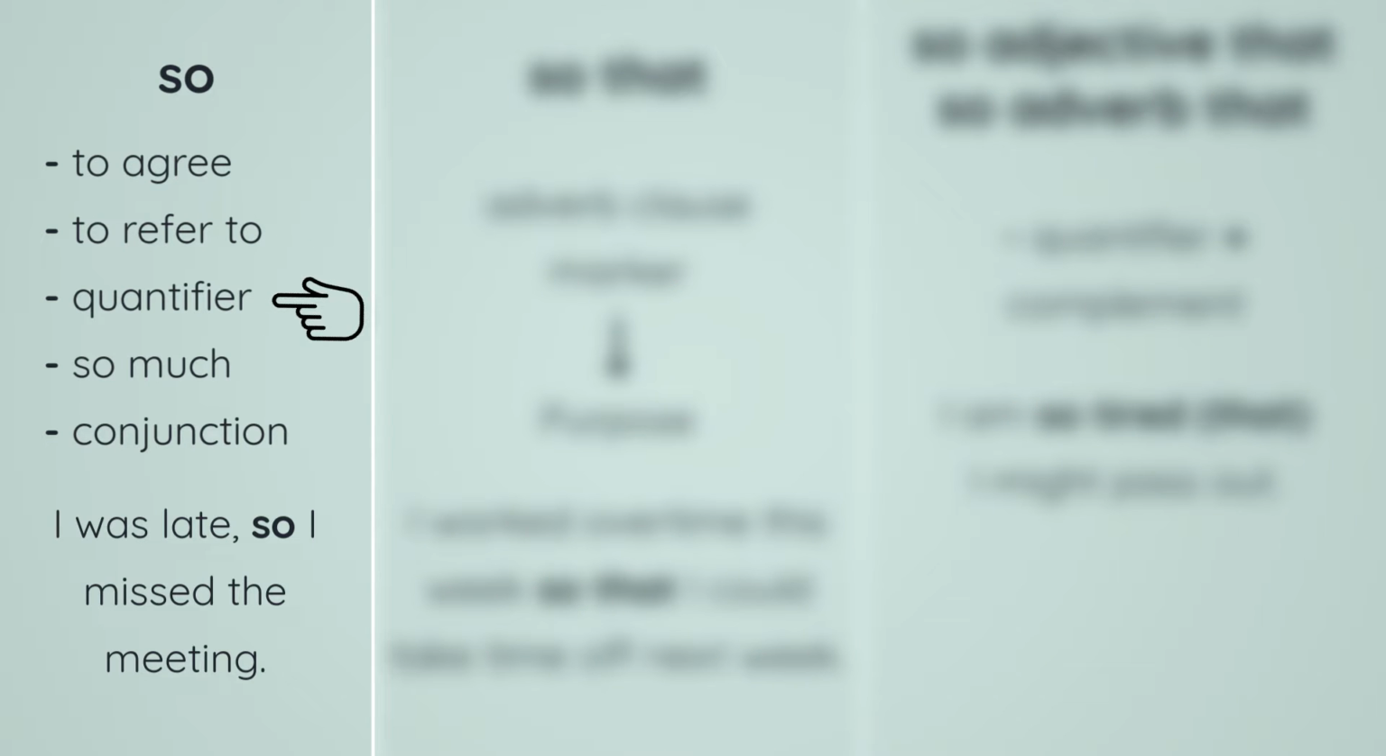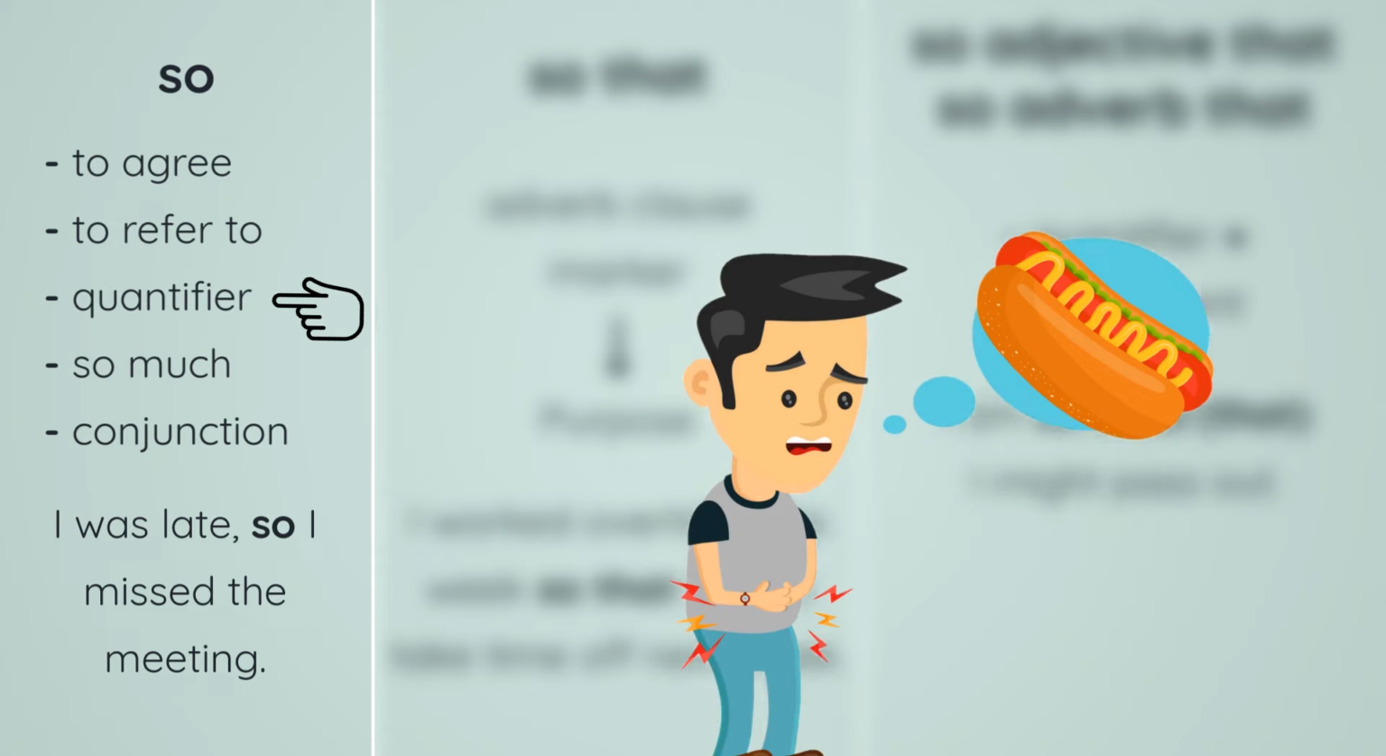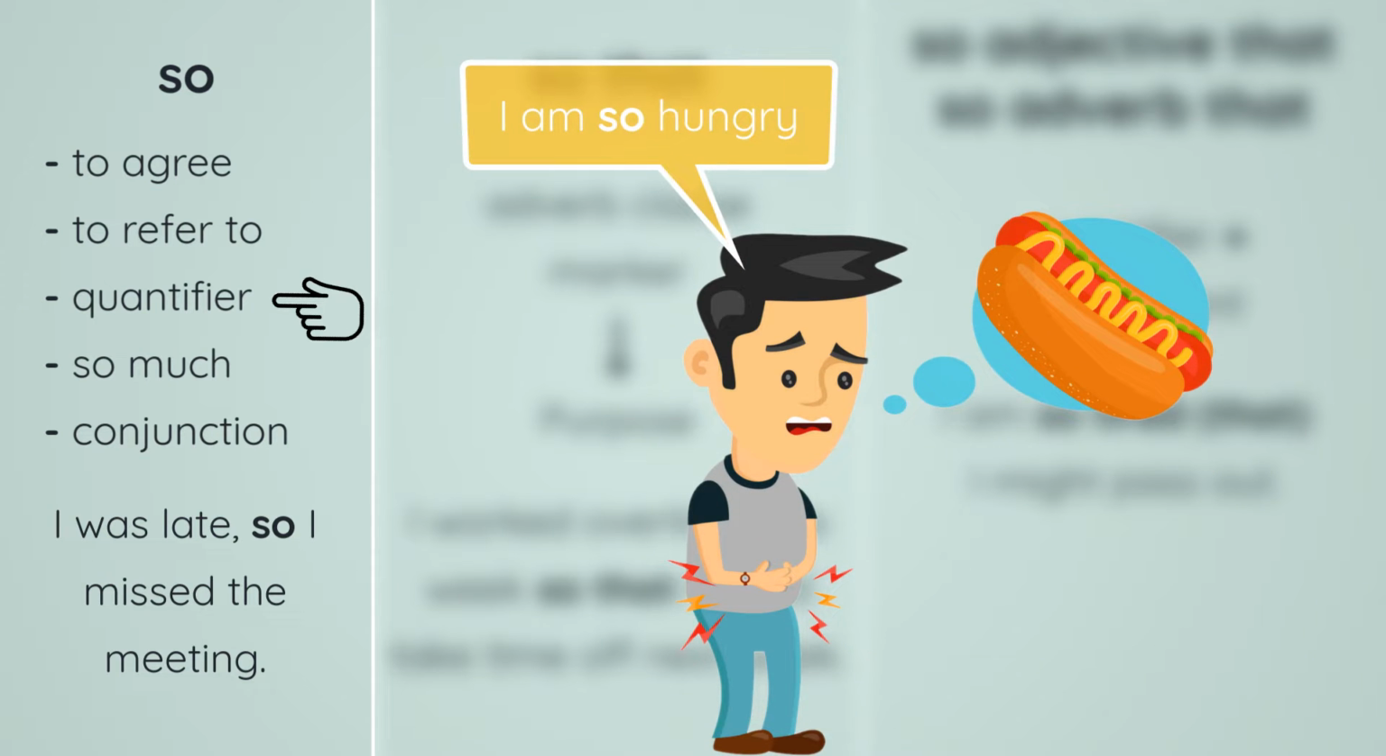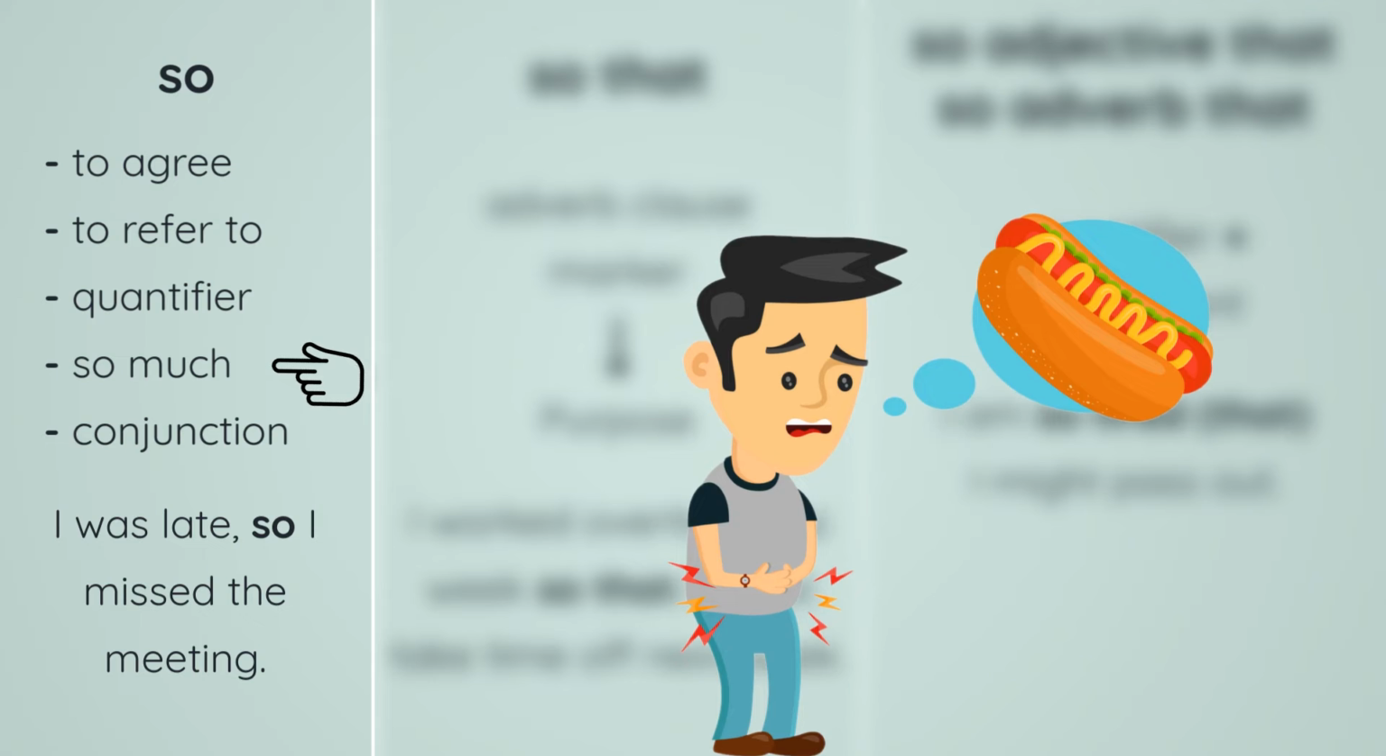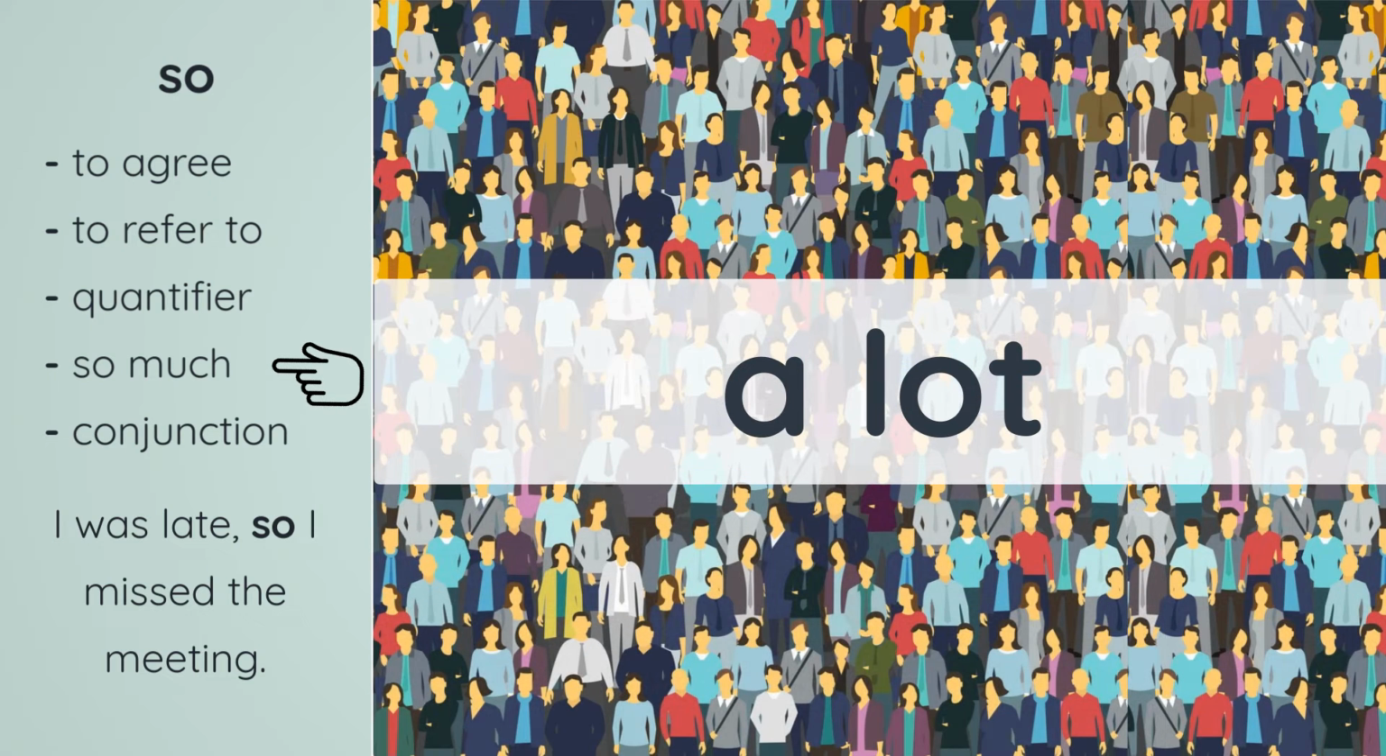As a quantifier. Basically, so means very. I am so hungry means I am very hungry. All we do is we quantify it. We make it stronger, more intense, very. So much, so many just means a lot. So few means a few, very little. Again, it's like a quantifier. I'm just giving you more quantity or less quantity, or more degree or less degree.